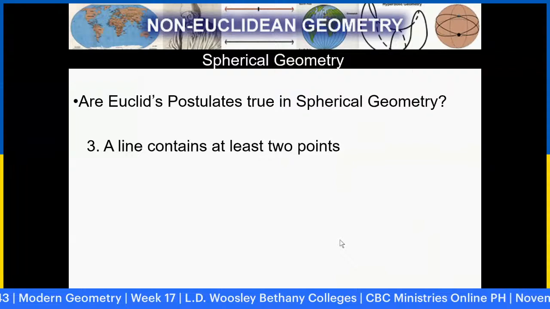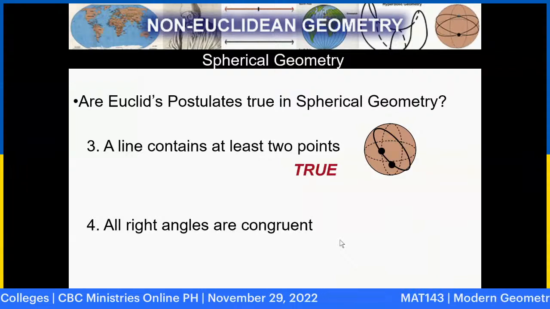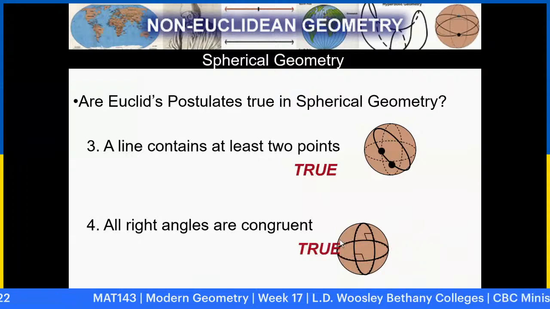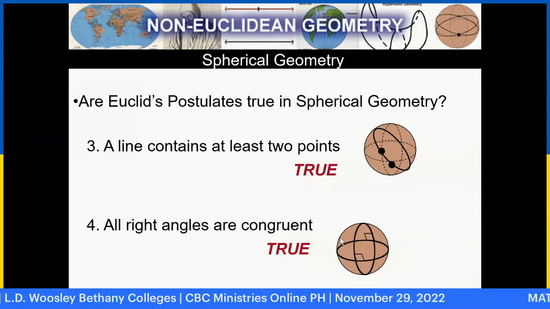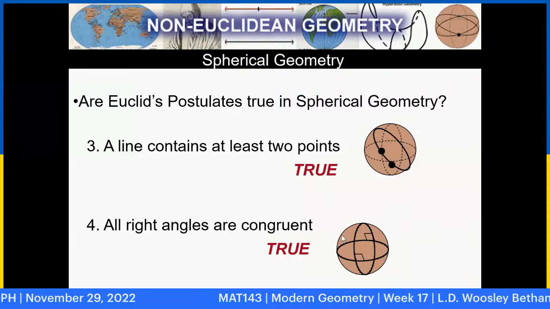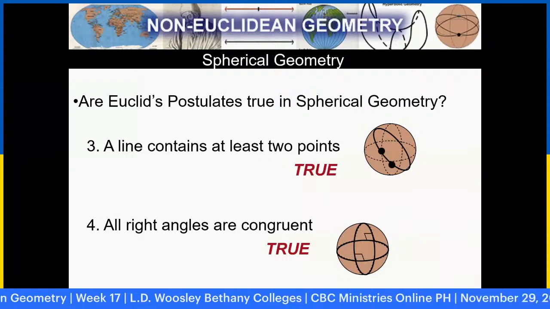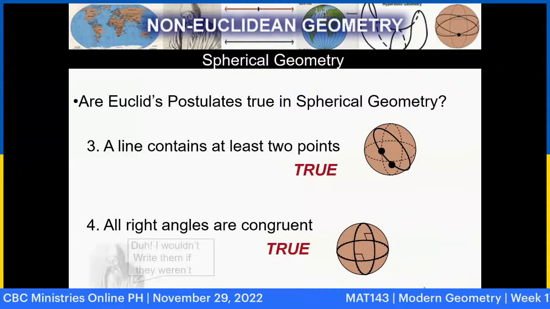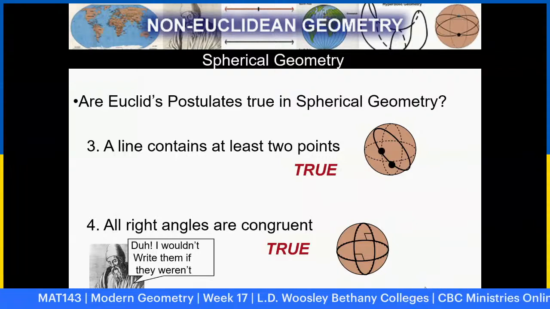The third one: a line contains at least 2 points. I think that's basically true also in spherical geometry. All right angles are congruent. Yes, but not necessarily equal to 90 degrees. No? Because there are right angles that, by definition, we won't violate that. But triangles could have more than 180. Okay, so I think Euclid has been insulted here.